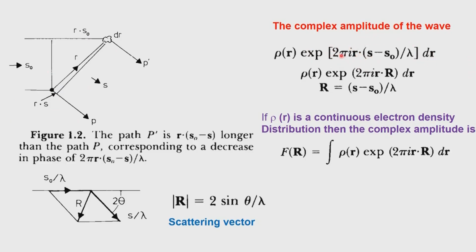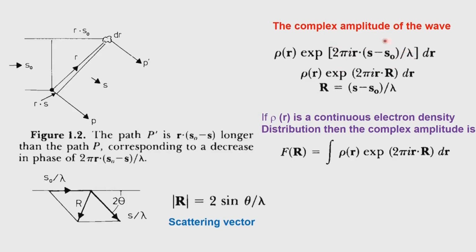So the phase change therefore is 2 pi nu t, that is 2 pi i r dot s minus s naught divided by lambda. We are assuming that there is no change in the frequency. So the frequency factor does not appear here, it is only the change in the path length.